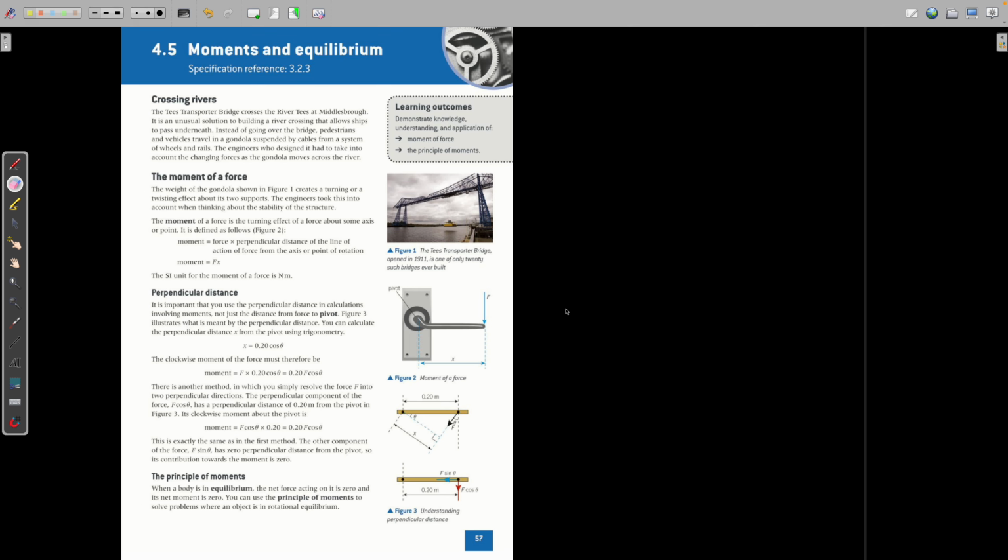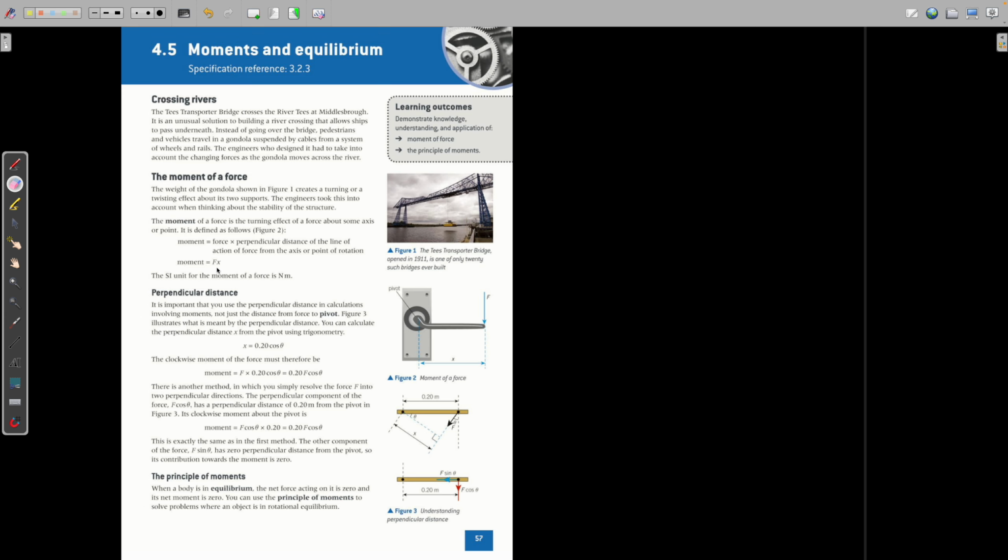Page 57 from the textbook. So it's defining the moment of a force. The moment of a force is the turning effect of a force about some axis or point, usually called a pivot. It's defined as follows: the moment is the force times the perpendicular distance of the line of action of the force about the axis or point of rotation.